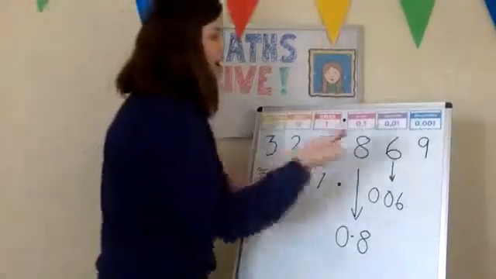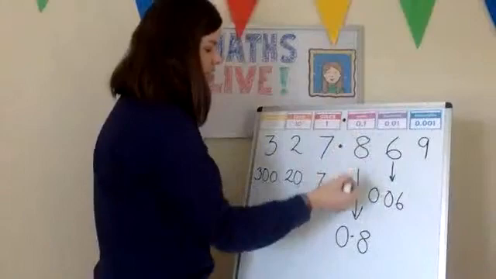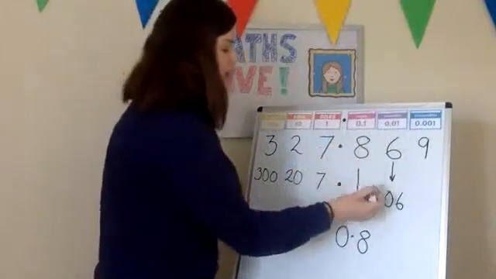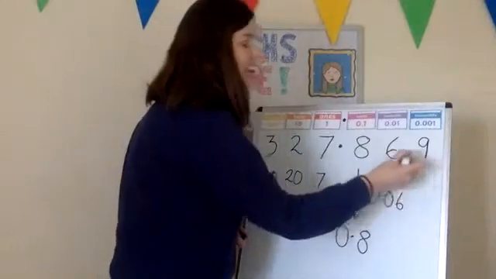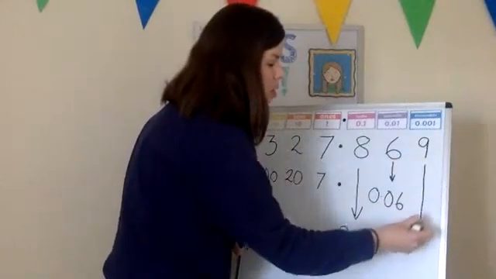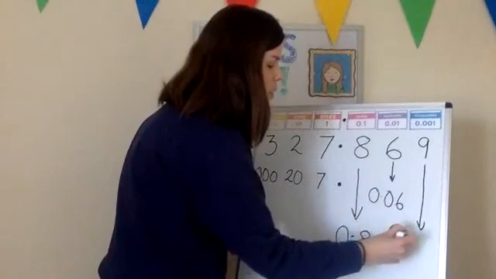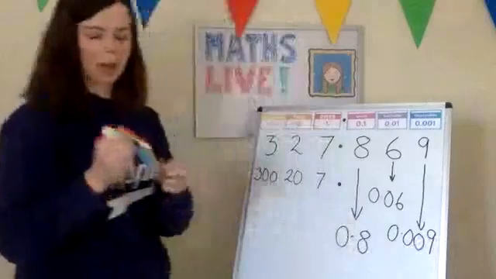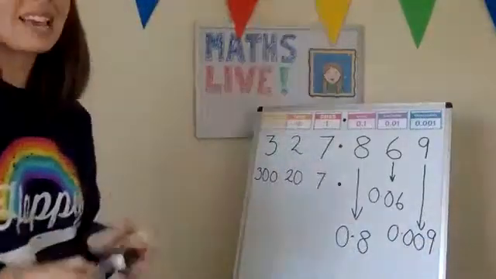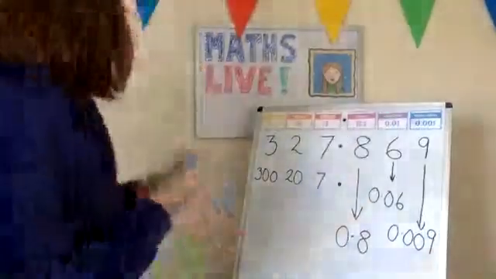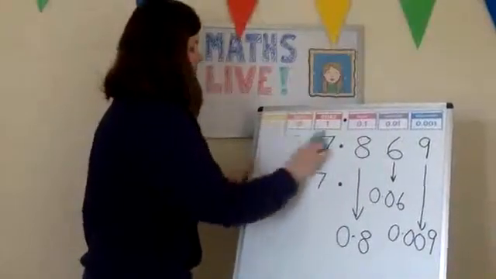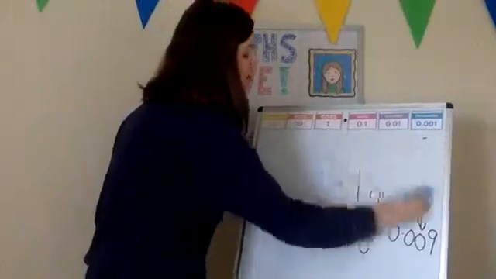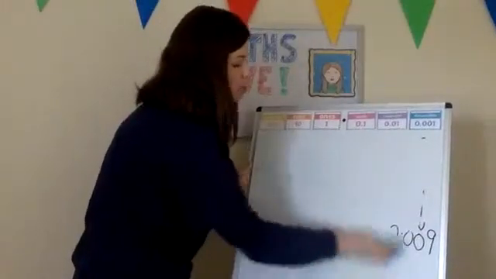Brilliant. So, in our thousandths, if 8 tenths is 0.8 and 6 hundredths is 0.06, then 9 thousandths would look like 0.009. So well done if you got that.